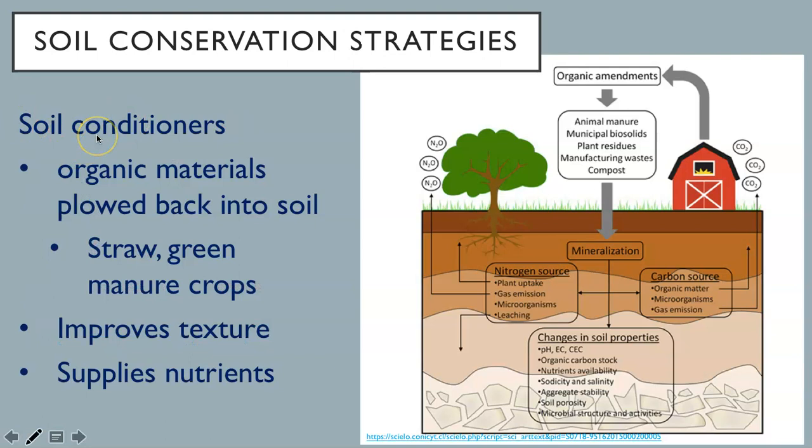Soil conditioners are organic materials that are plowed back into the soil. These include straw, green manure crops, plant residues, and compost. When plowed back into the soil, they improve the soil texture and supply the soil with needed nutrients.